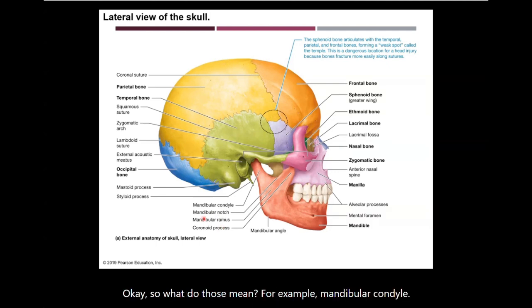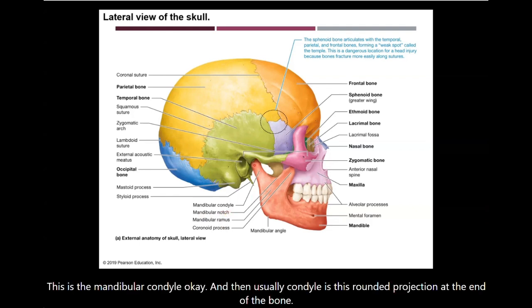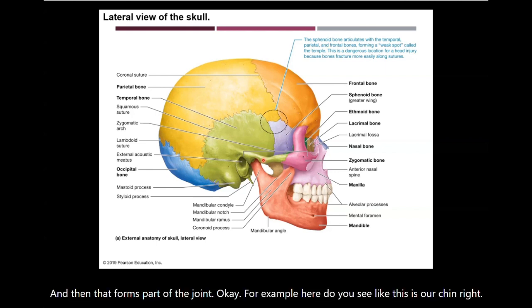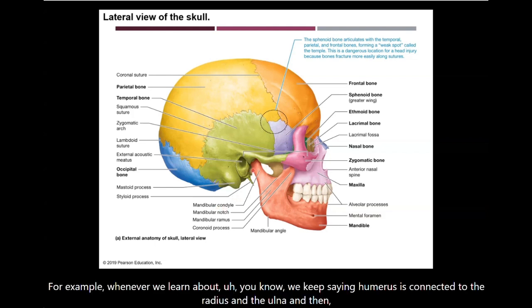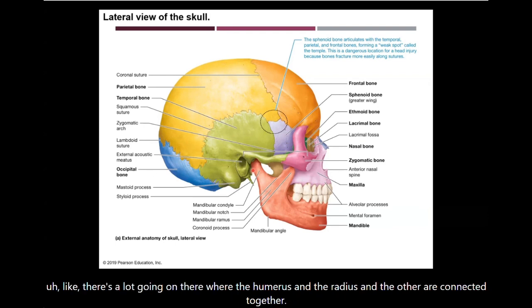So what do those mean? For example, this is the mandibular condyle, okay? Usually a condyle is a rounded projection at the end of the bone, and that forms part of a joint. For example, here, this is our chin, right? When we open and close it, it is part of a joint, and it's called condyle. For example, whenever we learn about the humerus being connected to the radius and the ulna, there's a lot going on there where they are connected together, okay?